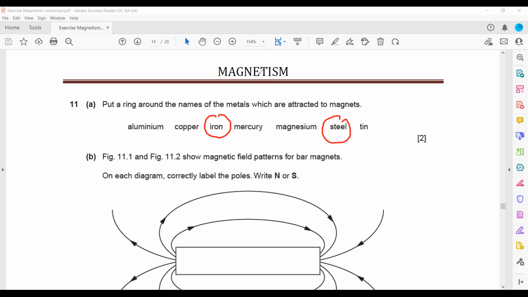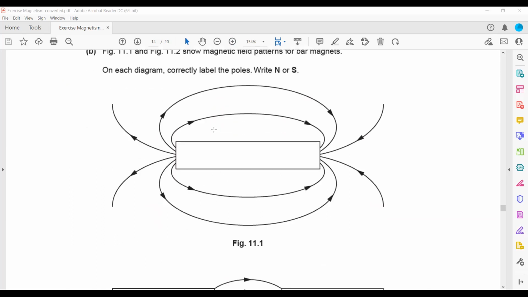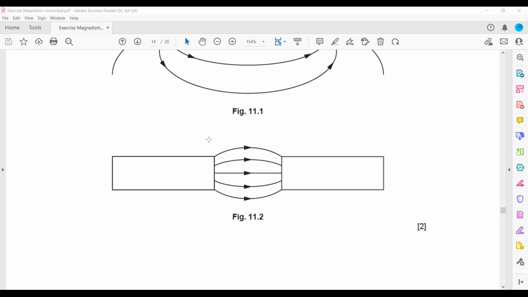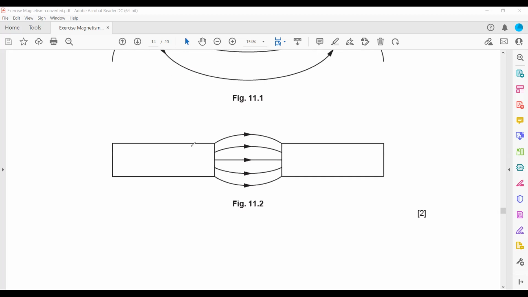On figure 11.1 and figure 11.2, the pattern of the magnetic field is shown on the diagram. Label the north pole and south pole. So where the field lines are pointing out, that is our north pole, and where the field lines are pointing in, that is our south pole. And the magnetic field is always from north to south. So same thing, you have to label: the magnetic field is from north to south, so this will be the north pole and the other one will be the south pole.